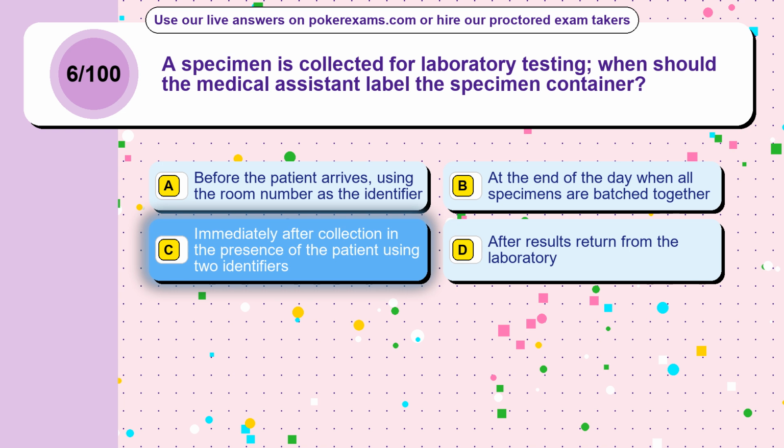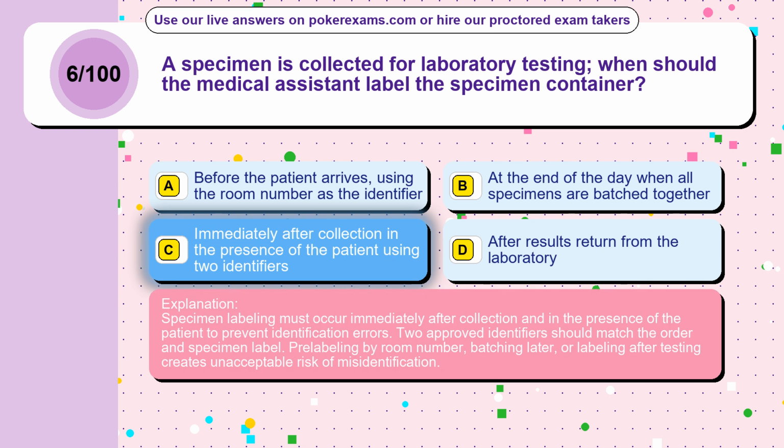The correct answer is option C, immediately after collection in the presence of the patient using two identifiers. Specimen labeling must occur immediately after collection and in the presence of the patient to prevent identification errors. Two approved identifiers should match the order and specimen label. Prelabeling by room number, batching later, or labeling after testing creates unacceptable risk of misidentification.